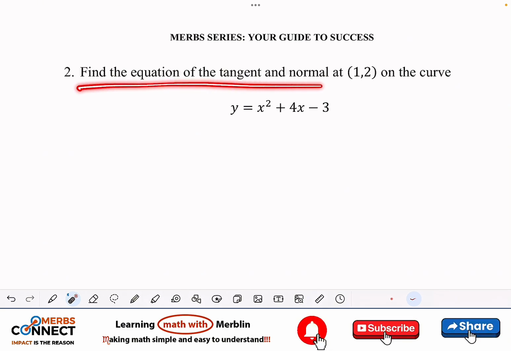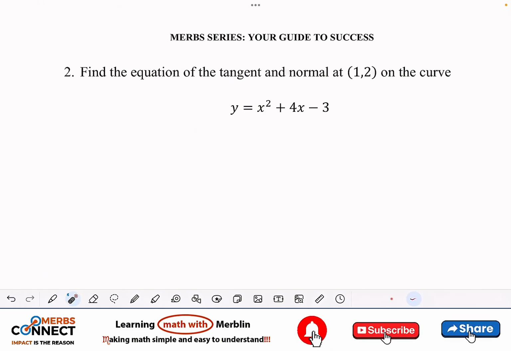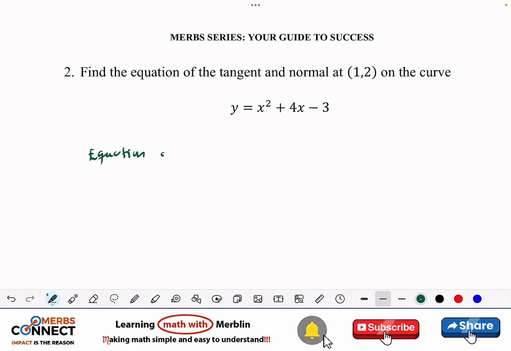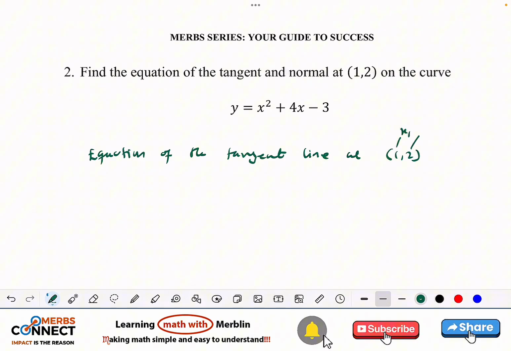Now find the equation of the tangent line and normal line at the point on the curve. So this is what I do anytime I'm dealing with finding the equation of the tangent and normal line and a point is given. I decide to write the equation down first. So the equation of the tangent line at the point 1 and 2. Remember, this one here is x1 and this y here is y1.